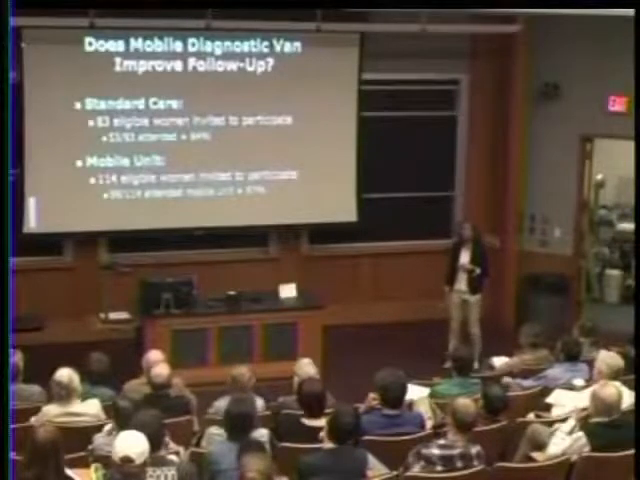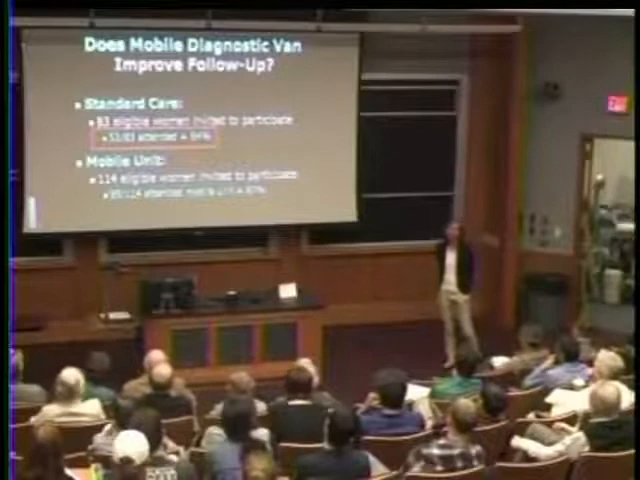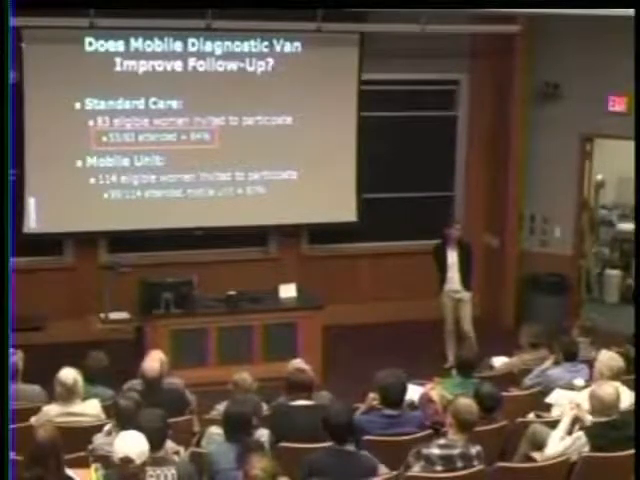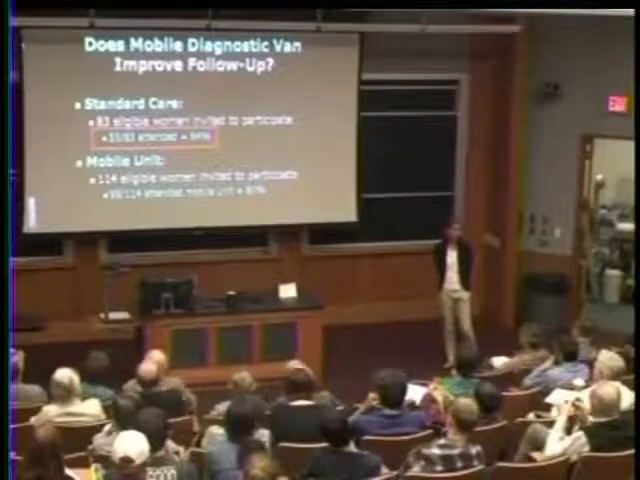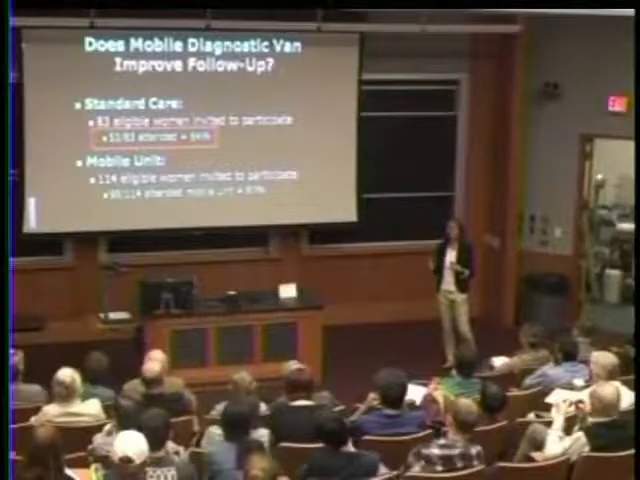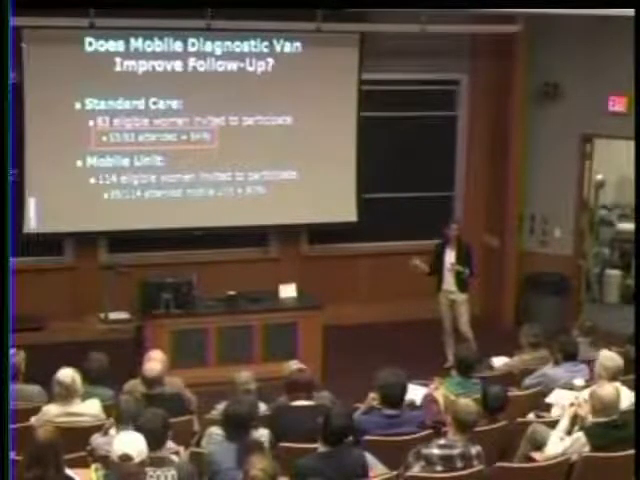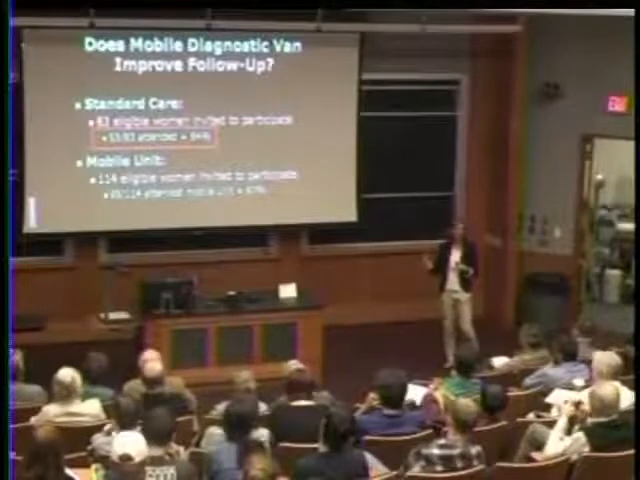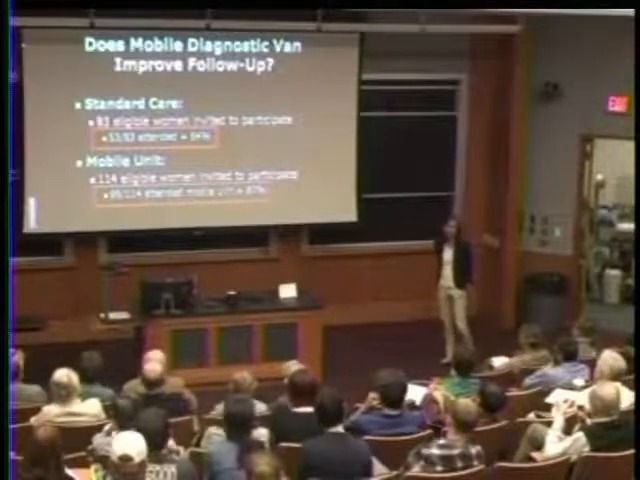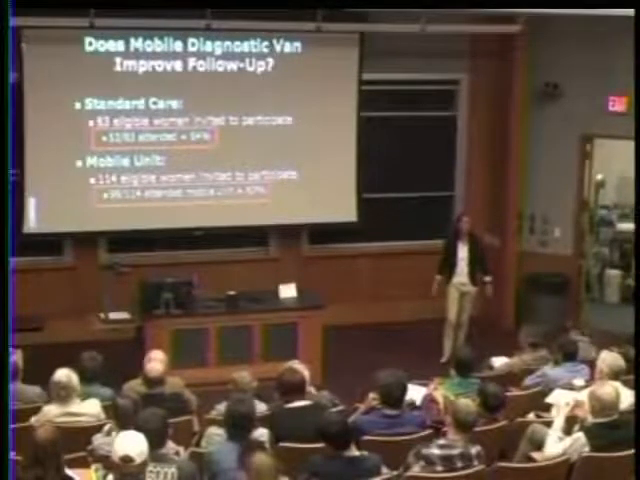And what we found in the study was that if we looked at the rates of follow-up in the standard care arm, where patients were invited to come back to the hospital, only 64% of patients actually completed the follow-up that they needed. And this was despite a research team that was reaching out 20 times to try and contact patients to get them to come back. They didn't stop until they had made 20 attempts. In the case of the mobile diagnostic and treatment unit, we had 87% of patients who actually completed the follow-up that was needed.